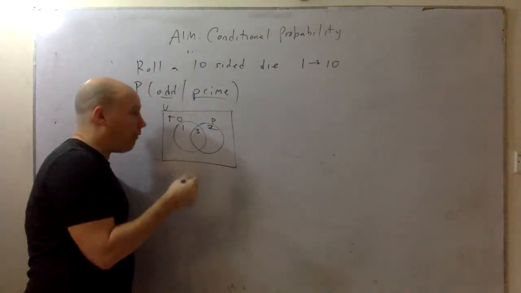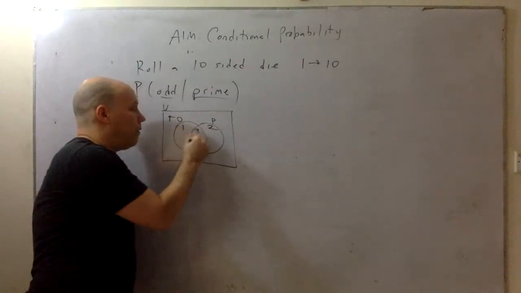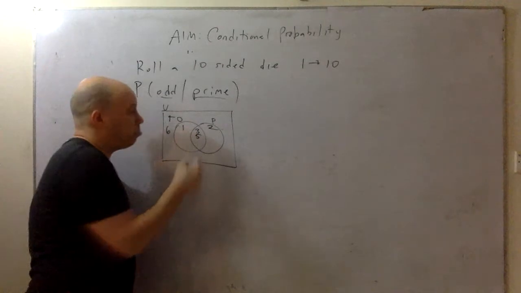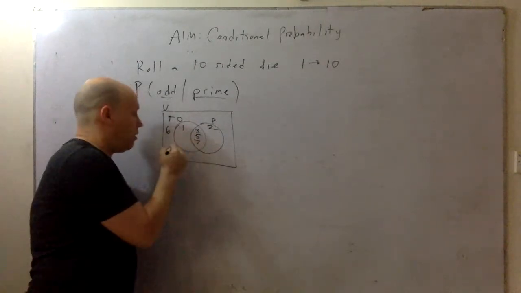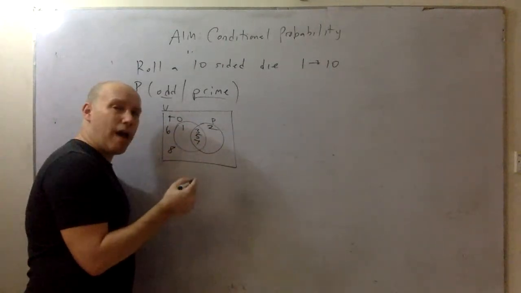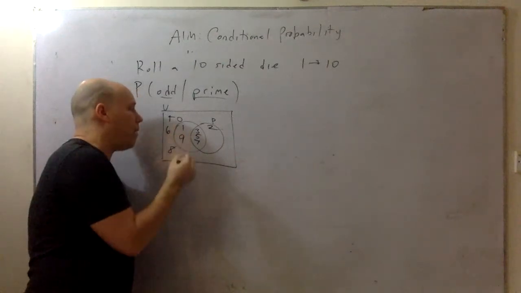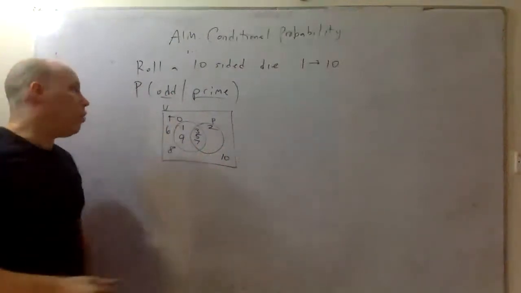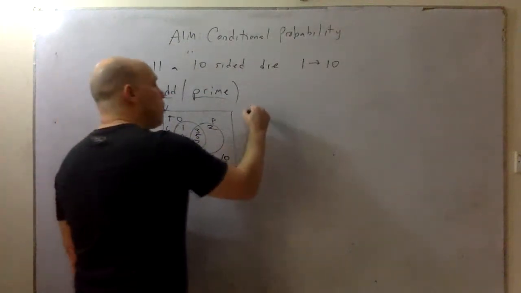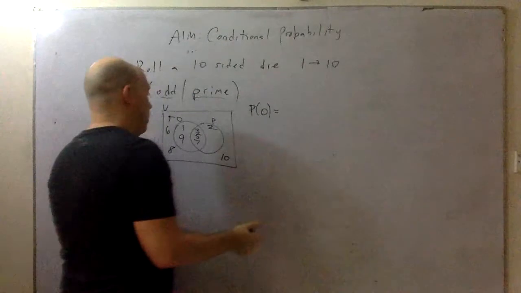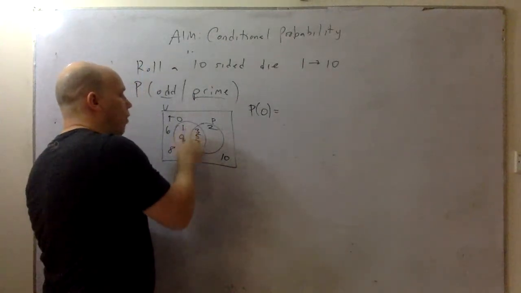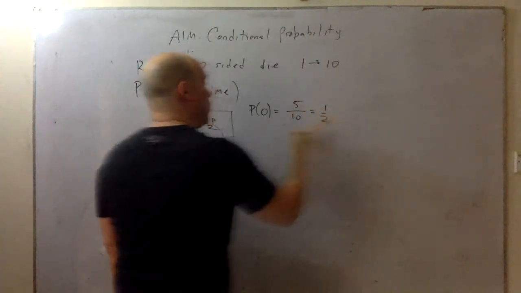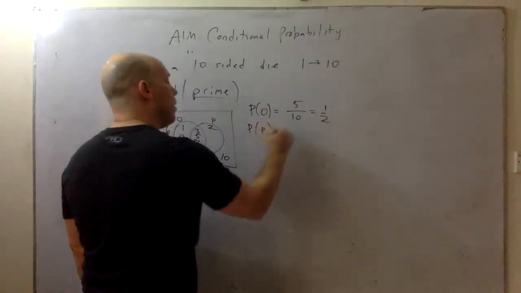What about 5? Well, 5 is odd and prime. 6? Out here. 7? 8? What about 9? Well, 9 is odd, but it's not prime. And 10 goes out here. So let's just do a couple. First of all, what is the probability that it's odd? Well, 1, 2, 3, 4, 5. 5 out of 10, or 1/2. What's the probability it's prime?